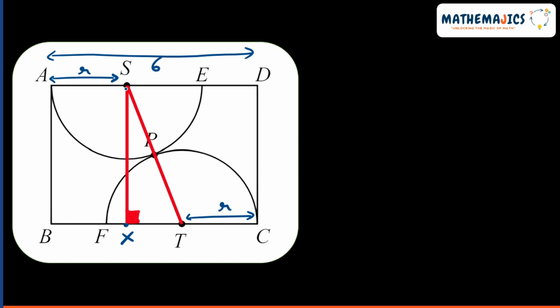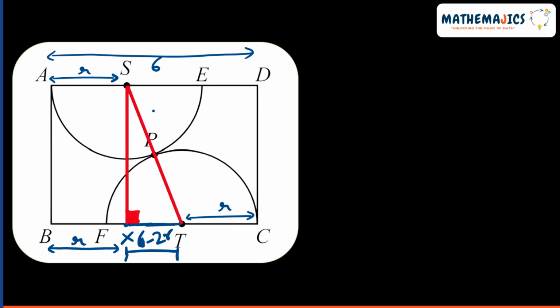See, if you look carefully, ASXB or ABXS forms a rectangle. So if this is R, this BX is also R, correct? Now if BX is R and TC is R, what will be the length of XT? This will be 6 minus 2R, because 6 is the length of the rectangle and we are subtracting 2R from BX and TC, right?